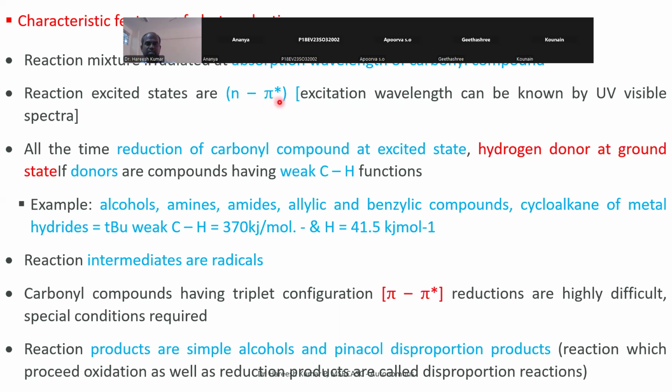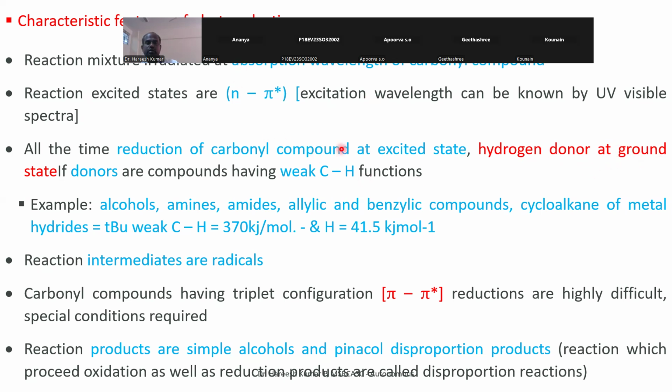Here the forbidden transitions mean slow reaction, not the fast one. Okay. And the excitation wavelength can be known by the UV visible spectra. Then, in photoreduction, the carbonyl compound is at the excited state and the hydrogen donor is at the ground state. What does it mean? The carbonyl compounds are at the excited state and the hydrogen donor, that means alcohol.